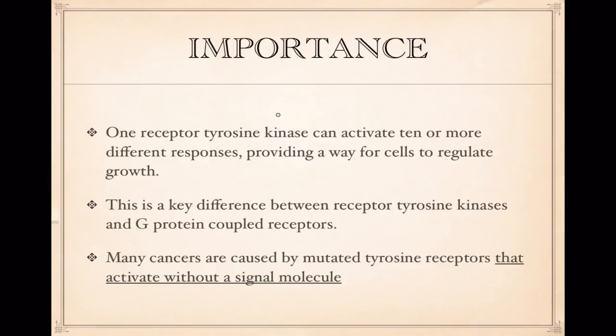And finally, third and probably most interesting, at least to me, is that many of the cancers that plague humans and plague animals and plants are caused by mutations to the DNA that builds the tyrosine receptors. Sometimes these mutations can cause these tyrosine receptors to activate without a signal molecule. If you think about it, this is a way that a cell can start growing out of control. And that's basically what cancer is.